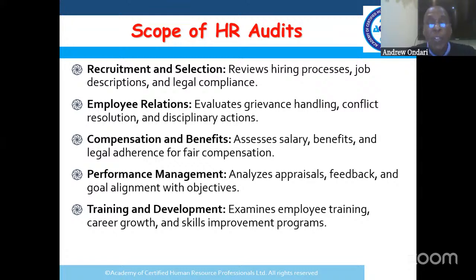In the majority of organizations, there are these types of appraisals. One is self-appraisal. 2, peer appraisal. 3, downward appraisal. 4, upward appraisal. And the last is 360-degree appraisal. So looking at all these types of appraisals, the audit will establish whether they are achieving the intended results. So in performance management, we look at the various appraisal systems and how effective they are.